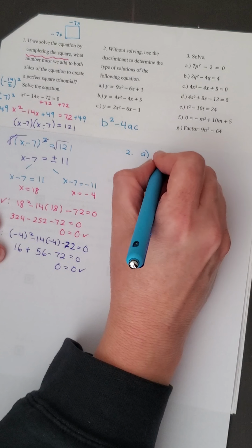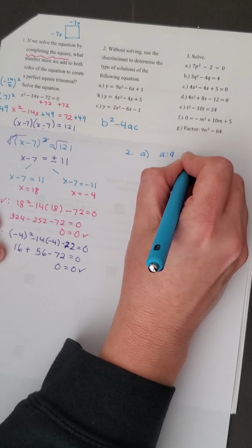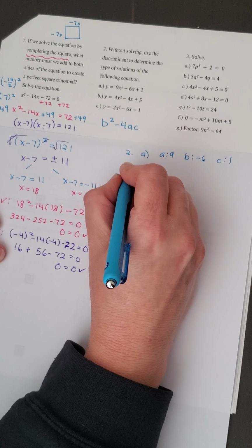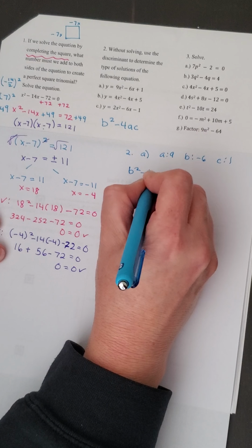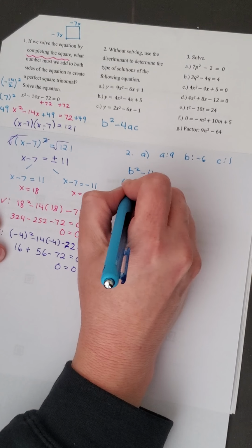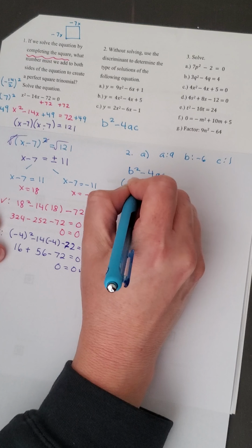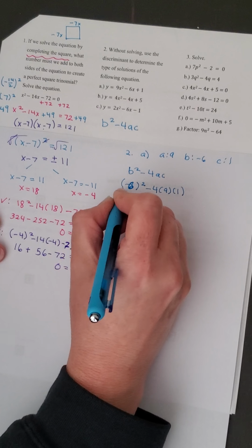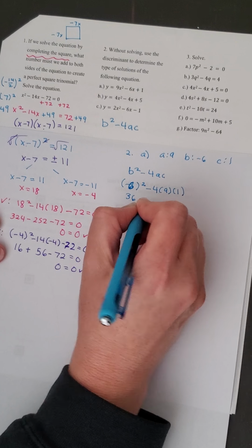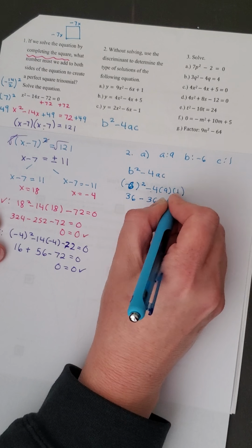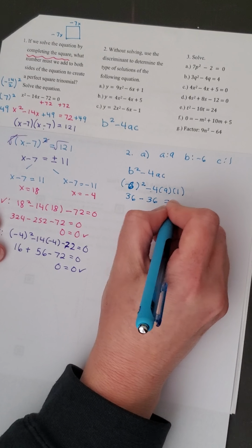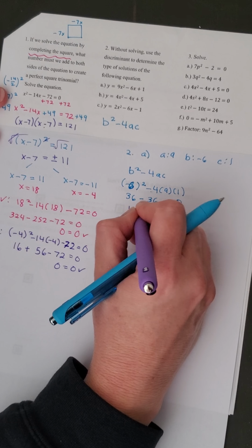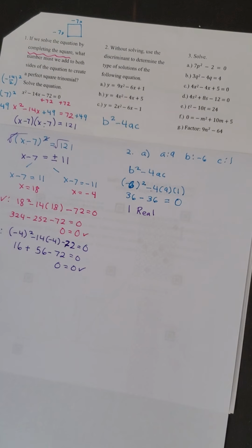Here, a is 9, b is -6, and c is 1. And I'm going to substitute them in to b squared minus 4ac. So that's -6 squared minus 4ac. So that's 36 minus 4 times 9 is 36, times 1 is 36, and this will equal 0. Since this equals 0, there's one real solution.